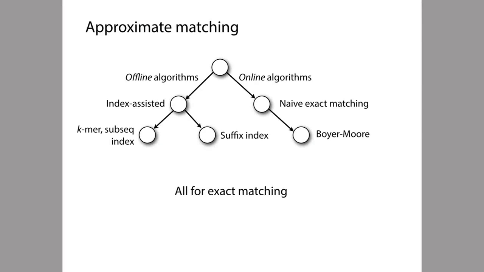Up until now, we've discussed a few different ways of solving the exact matching problem. Naive exact matching, Boyer-Moore, and then index-assisted offline methods. But exact matching isn't quite what we want, right? The read will not necessarily match the genome exactly in its point of origin. There are a couple of reasons why we expect there to be differences between the read and the reference genome.